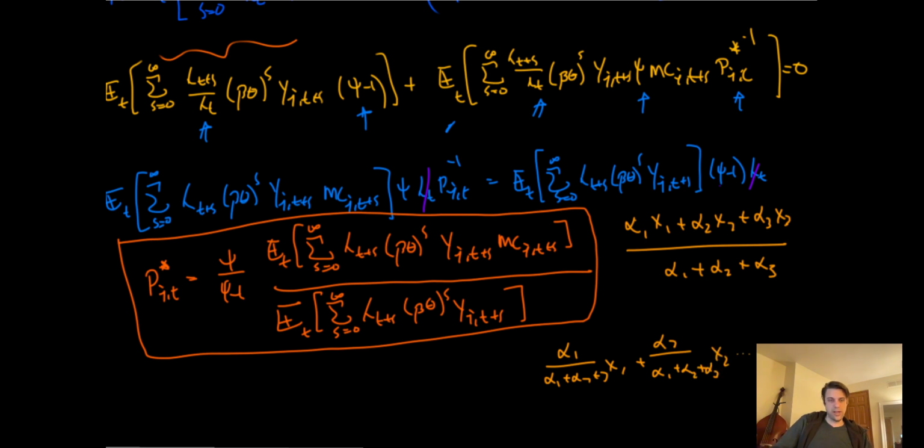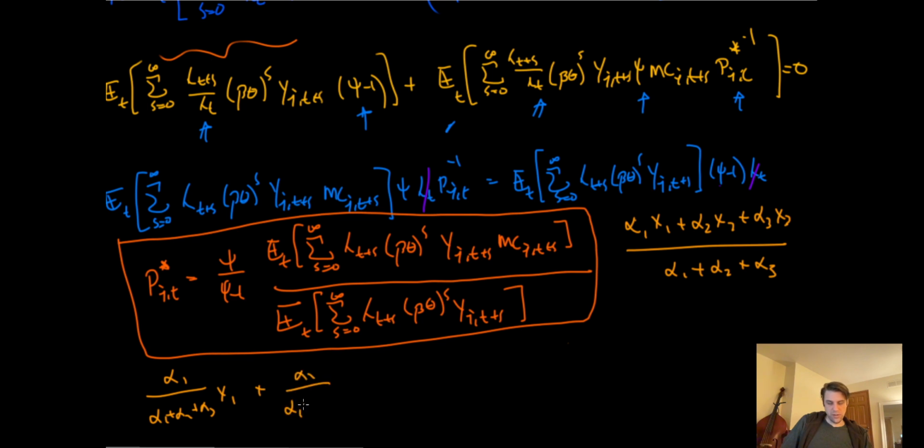I apologize, let me write it down over here. So you could write this as alpha 1 over alpha 1 plus alpha 2 plus alpha 3 times x1, plus alpha 2 over alpha 1 plus alpha 2 plus alpha 3 times x2, plus alpha 3 over alpha 1 plus alpha 2 plus alpha 3 times x3. But you cannot reduce this any further.